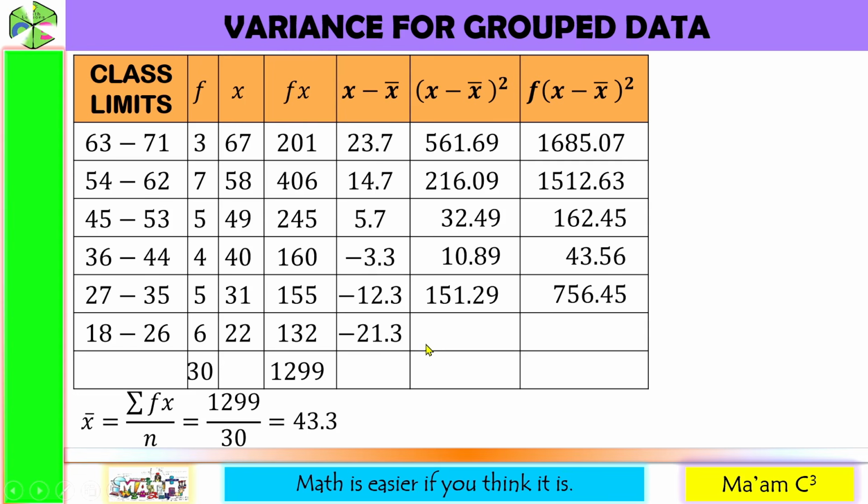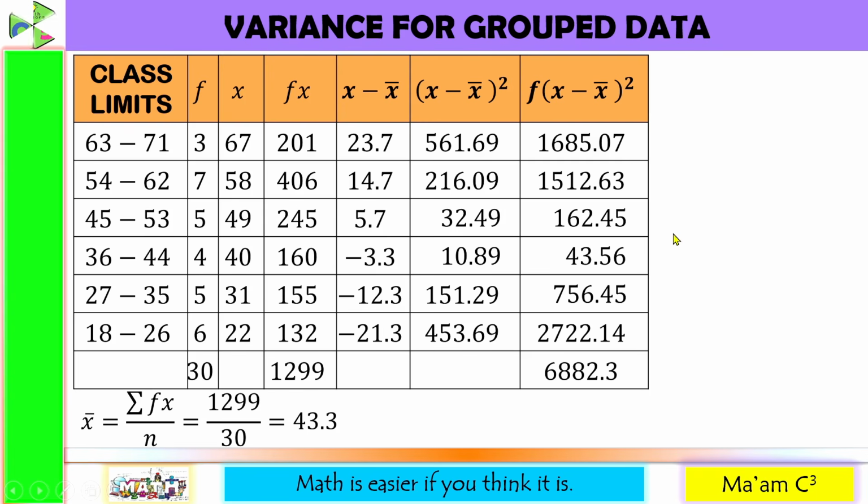Last one, our x is 22 minus 43.3, which is negative 21.3. Square this, 453.69. Multiply it by its corresponding frequency. This is 2,722.14. Now let us get the sum of this, 6,882.3. Let us now solve for the variance.